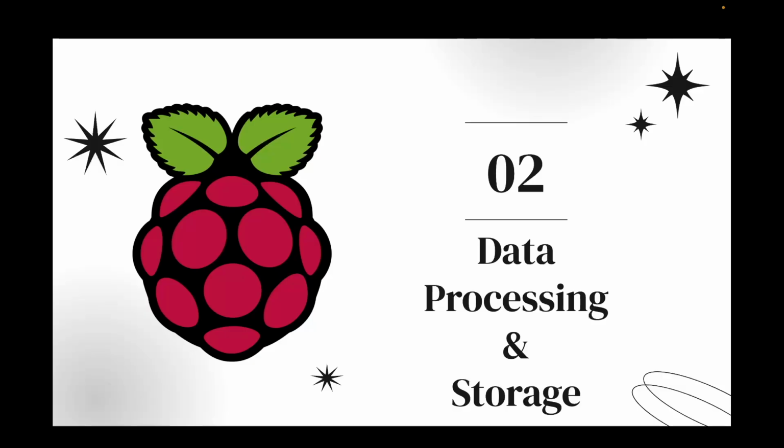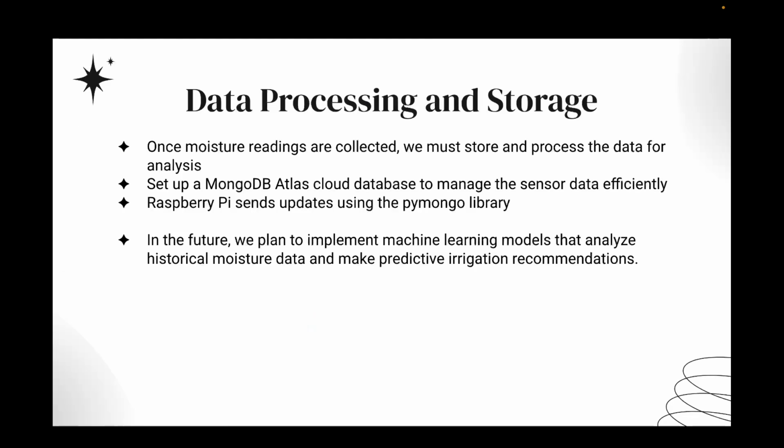Now we will move on to the second part of our presentation, which is data processing and storage. The data processing and storage portion of our project is a work in progress currently. We are now able to read moisture levels and then post them to our Mongo cluster. And now we have data that we can aggregate and then train models on in the future to make predictive irrigation recommendations along with several other analytical deductions. So we are moving in the right direction with that.